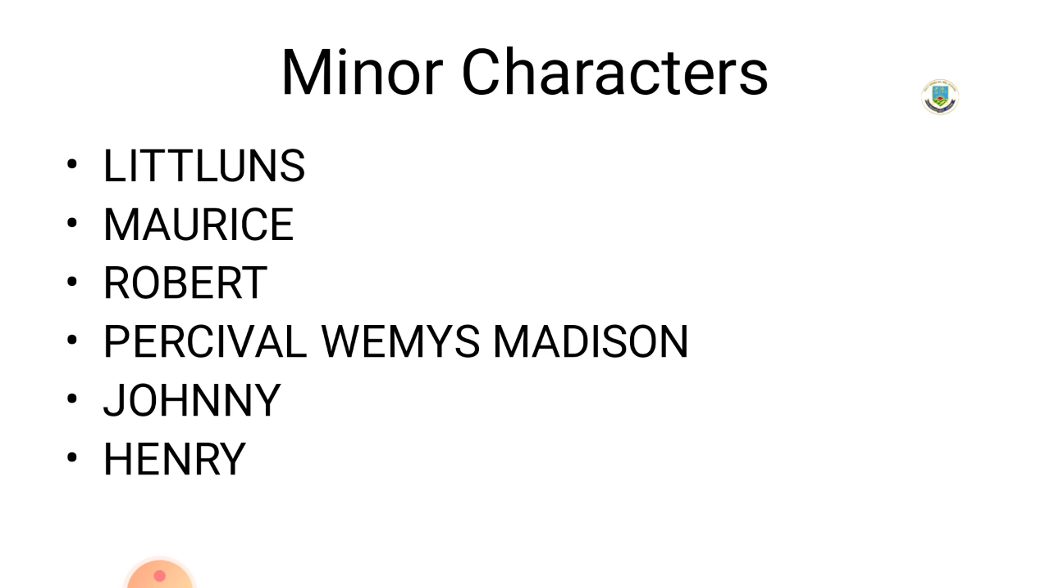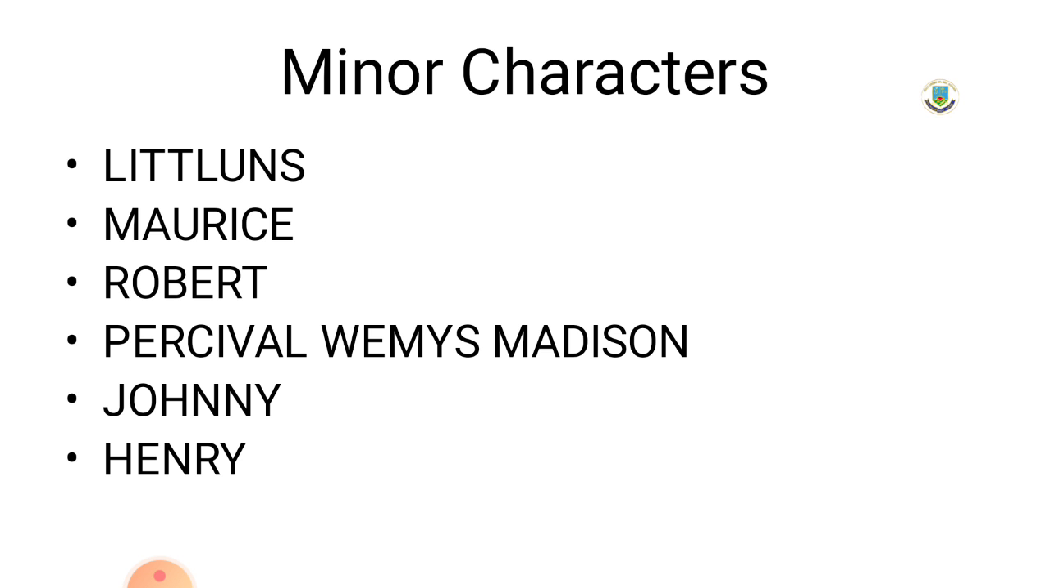Minor characters: littluns, Maurice, Robert, Percival Wemys Madison, Johnny, and Henry. The littluns are the leaderless boys around age six and up. They remain with Ralph during the mutiny. Maurice, a biguns who becomes one of Jack's key supporters, accompanies him on the raids on Ralph's camp. Robert, a bigun, plays the role of the pig in one of the tribal dances that reenact a hunt. He is hurt when the dance turns into a fierce beating.